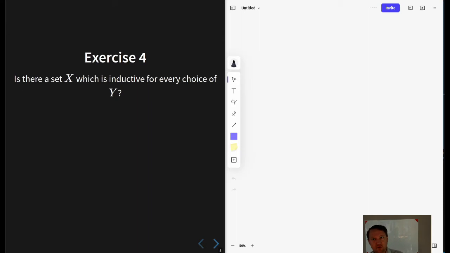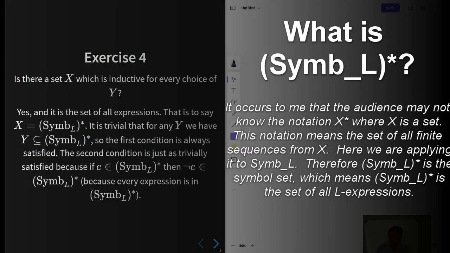Okay, let's look at the first clause. Y is a subset of the set of all L expressions. Well, that's just trivially true because Y is assumed to be some set of L expressions. Okay, how about the second condition, closure properties? Well, certainly, if you've already got everything, then if you take any element E out of the set, take its negation, well, that's just another L expression and therefore is in the set of all L expressions. So the answer is yes with X set to the set of all expressions.